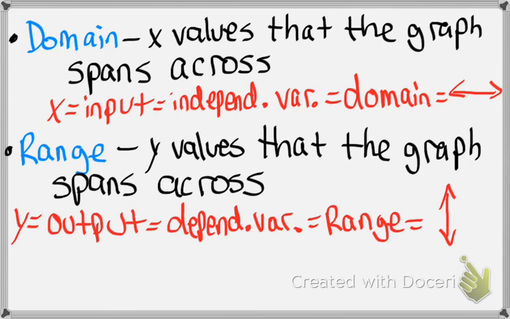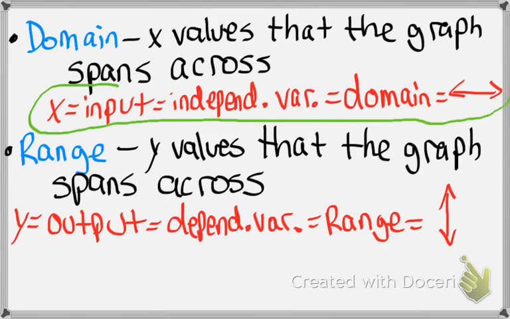The domain is the x values that the graph spans across. So as a review, we used to recite these last year. The x values are your input. They're also your independent variable, which is the one you choose. They're your domain, and they're the values that measure left and right. So all of these things mean the same thing.